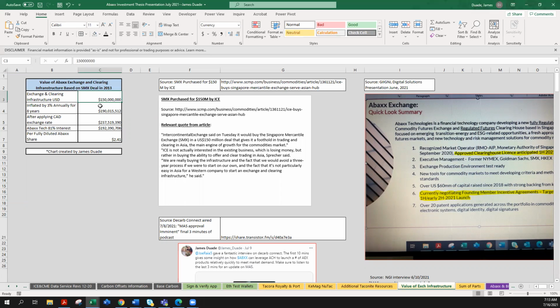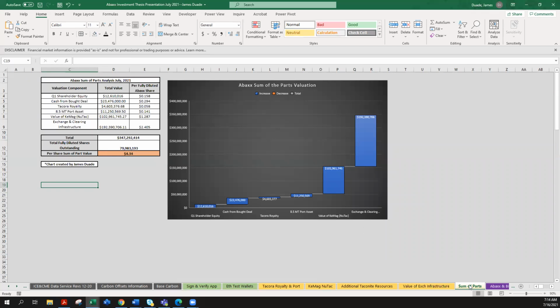So since that was in 2013, I've inflated that 3% annually times 8 years. That gives me $237 million when we inflate it for Canadian exchange rate. And then the Abaxx Tech interest is 192 million because they only own 81%. And then per fully diluted share price would be 241. So when we take all those things together and we add this up, and all these values are connected to where the other previous values are on the spreadsheet, you get $4.34. And so you can kind of see that lined out here.